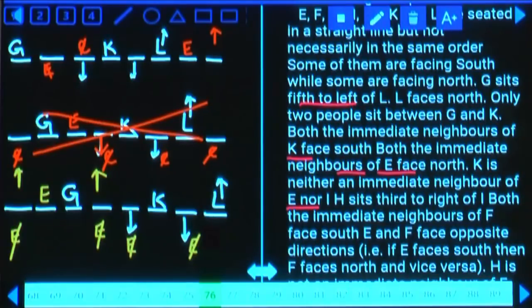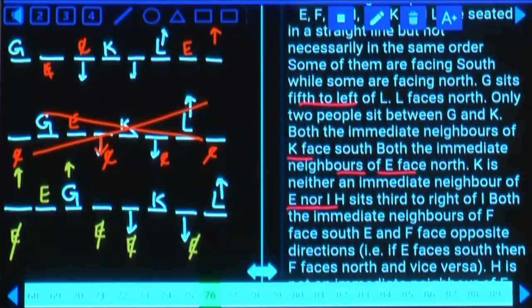Now what about this G? G is facing the immediate neighbors of E. Immediate neighbors of E are... G is facing towards north. Done? Next one, K is neither an immediate neighbor of E nor I. I cannot be in these 2 places. And similarly, I cannot be in these 2 places. K is not an immediate neighbor of I.